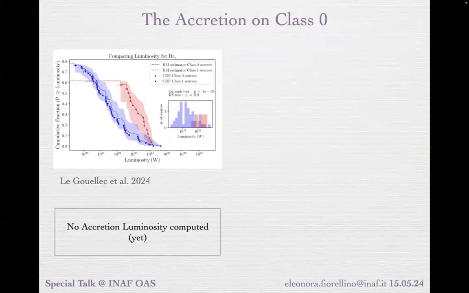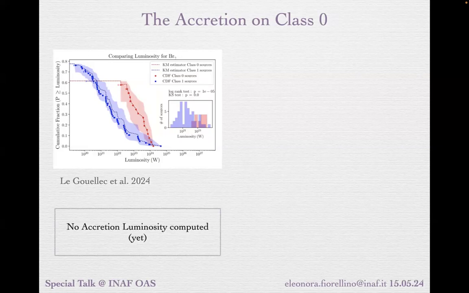Okay, coming back to the other hypothesis, the main accretion stage is class 0. Okay, but class 0s are very difficult to observe. There is the envelope. There is no way we can see the photosphere through the envelope, or at least this is what we know. Recently, Le Gouellec et al. analyzed a sample of class 0, you can see here in red, comparing it to the class 1 sample that you just saw in the slides before.